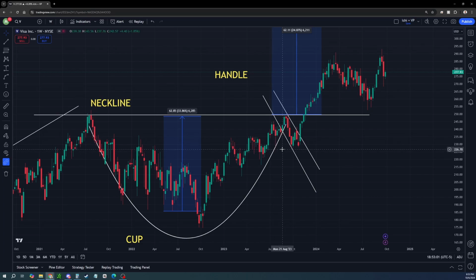You could stop out if it breaks under the handle pattern here, if it just breaks under one of these candles. It's really up to you and whatever you're comfortable with. Some people are okay with setting larger stop losses. Some people like to keep them really tight.